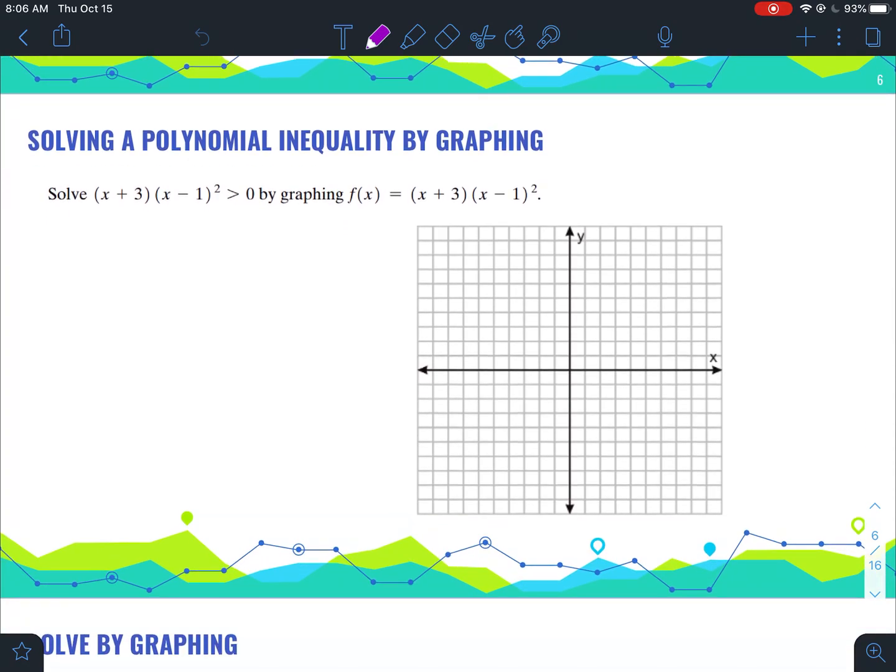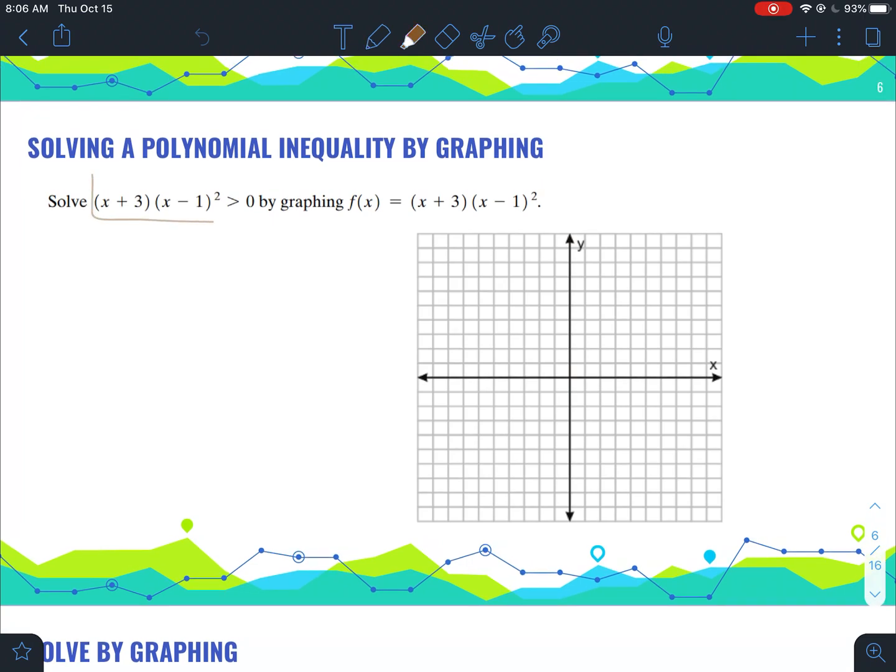So if we want to solve this polynomial, x plus 3 times x minus 1 squared is greater than 0, by graphing, our first step is we want to sketch a graph of this. We know that this would have zeros when x is equal to -3, x is equal to 1, and x is equal to 1. So this x equals 1 happens twice. So on that x-intercept, it should bounce off the graph. So at +1, and then -3, those are going to be my x-intercepts.